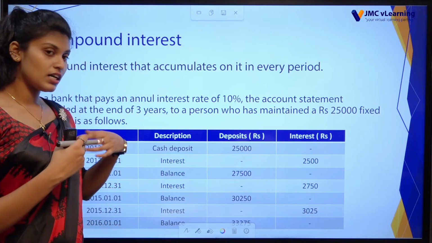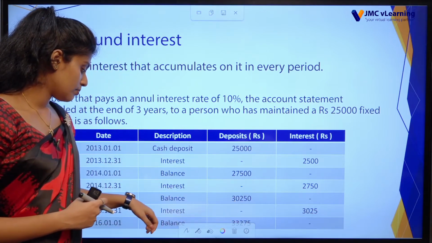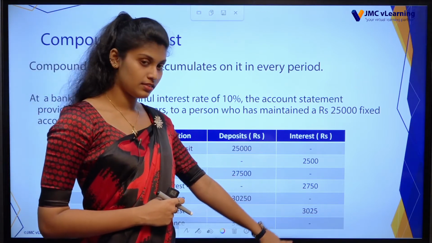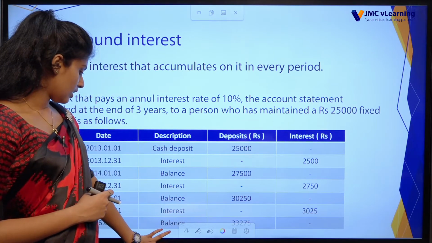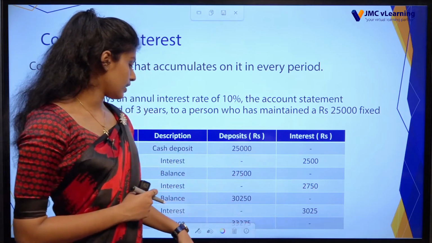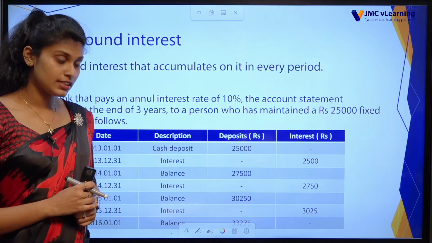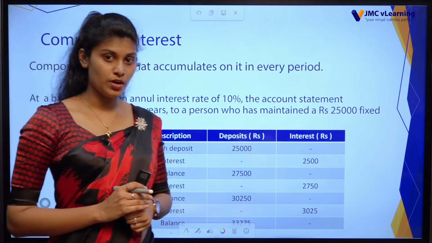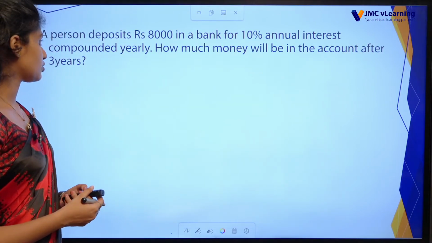30,250. Again the interest is calculated on that amount. The interest is 3,025. Then again after taking the interest, when you add these two, it's equal to 33,275. Then let's do this sum.